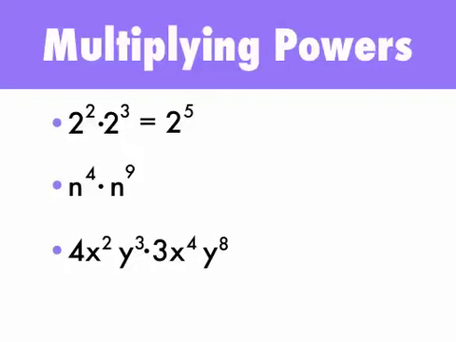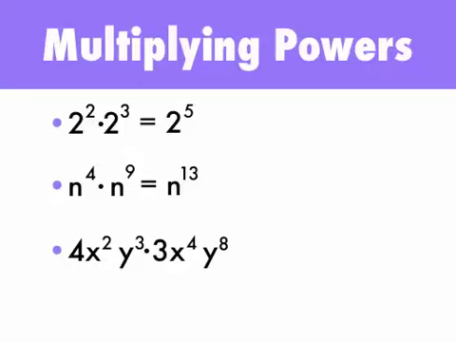If you were asked to simplify this, you could multiply 2 times 2 times 2 times 2 times 2, or 5 2's together, to get a number as your answer. In the next example, I'm multiplying two powers that have the same base. In this case, my base is n. I'm going to leave the base n alone and add the exponents, so I get n to the 13th power.